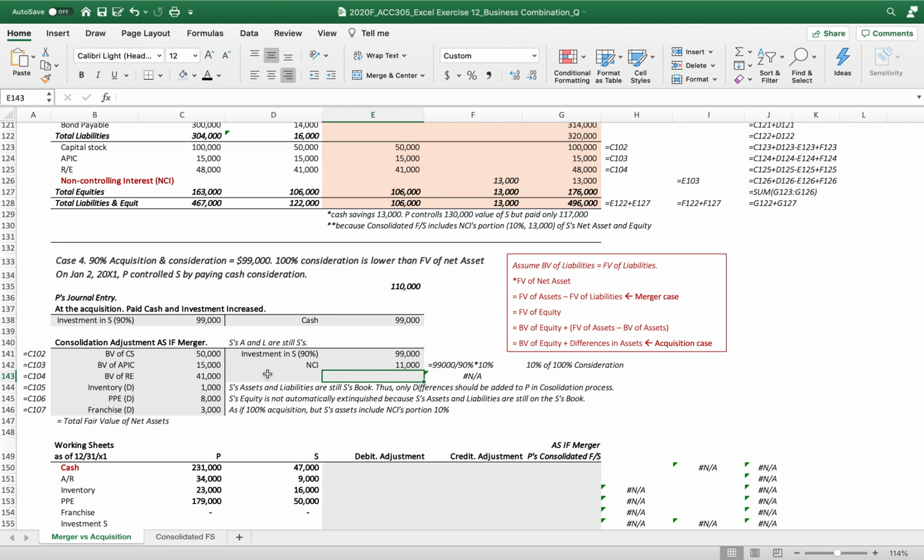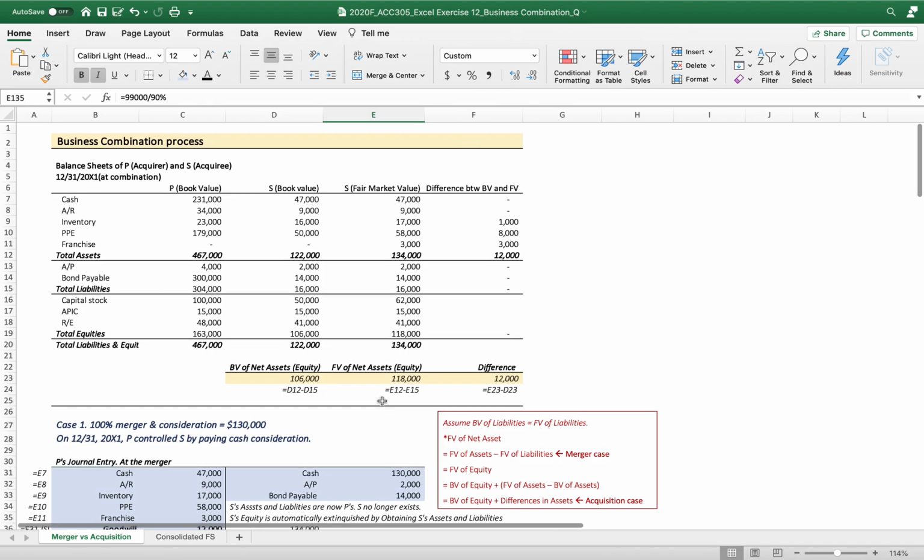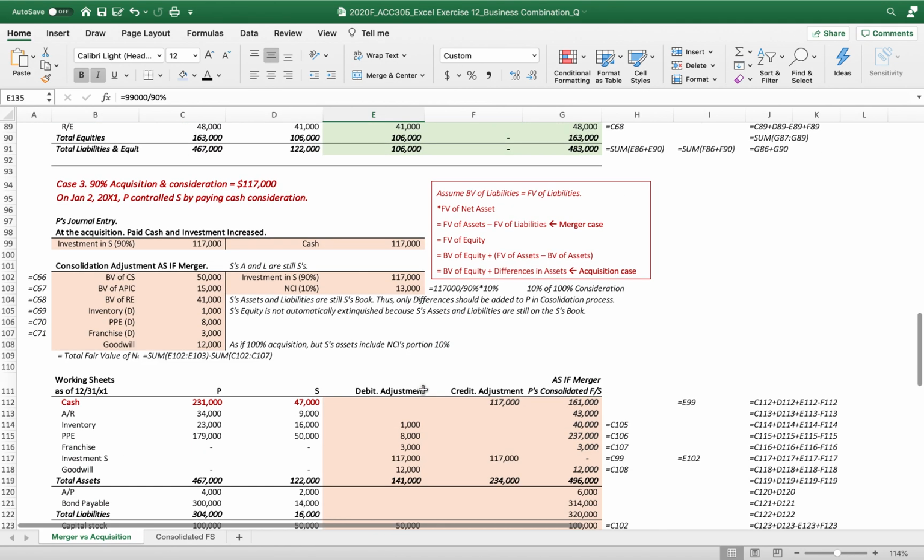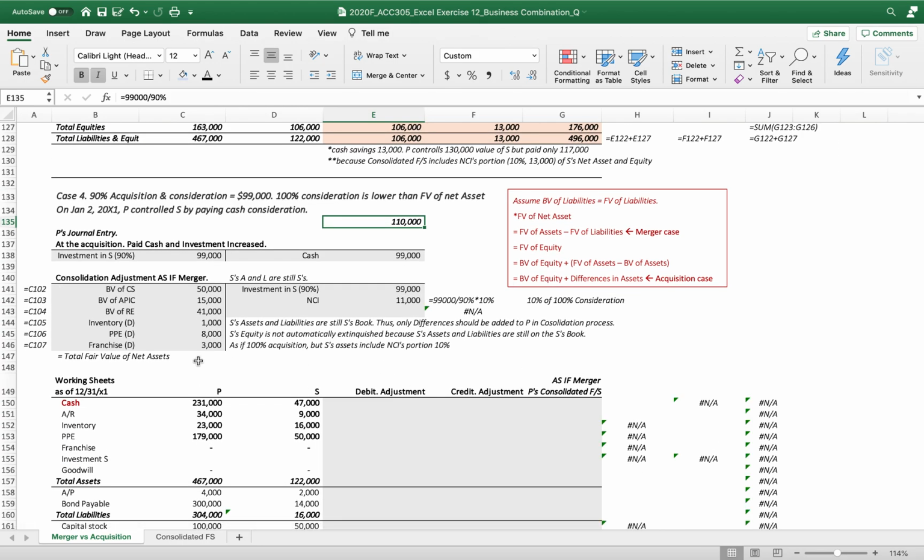But let's take a look one more time. The $110,000, which is the 100% consideration, is lower than the fair value of net asset, $118,000. In this case, goodwill, right? There's no goodwill. Goodwill is not generated. Instead, a gain account is created, because the P company purchased for a lesser amount than the fair value of the net asset of S company. So the gain amount, how do you get it? The fair value of net asset minus the 100% consideration.